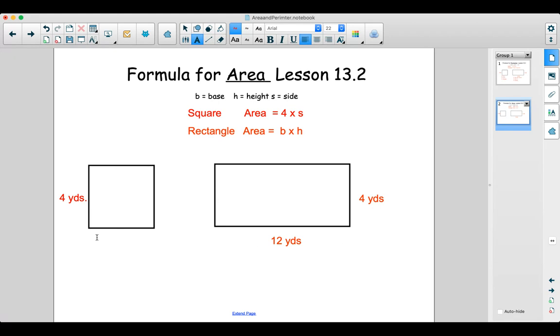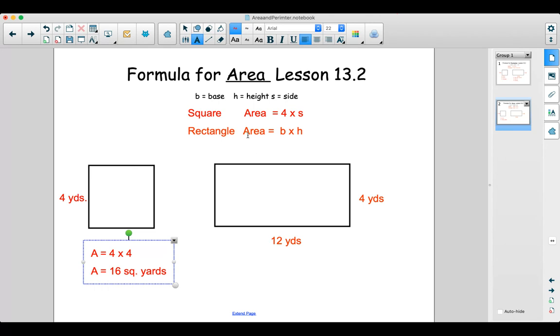Okay, so let's do the formula now for the square. Area equals 4 times 4 yards. So your area equals 4 times 4 is 16 square yards. When you do an area, you have to use square yards. You have to put the square in front of the yards.